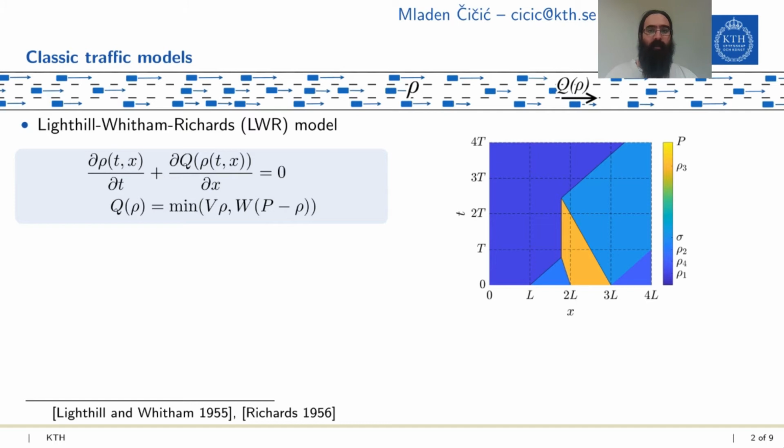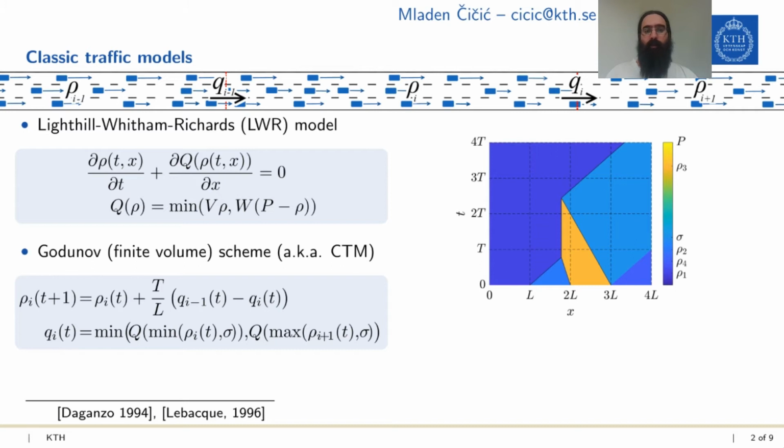On the x-axis we have the space, and on the y-axis we have the time. And the traffic density is shown in the plot color-coded. So the brighter the colors, the hotter the colors, the denser the traffic is. And one way we can try to find this solution is by employing one of many numerical methods. Probably the most well-known one is the Godunov scheme, or finite volume discretization, or as it is known in the traffic community, the cell transmission model, or CTM.